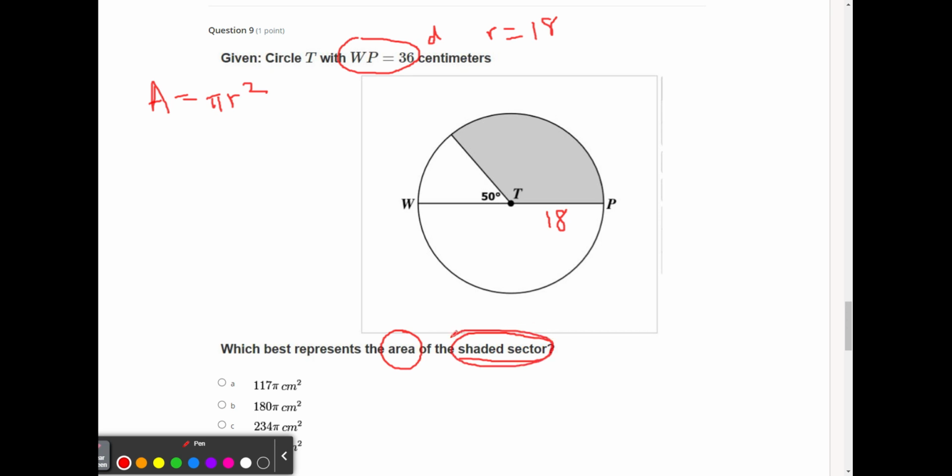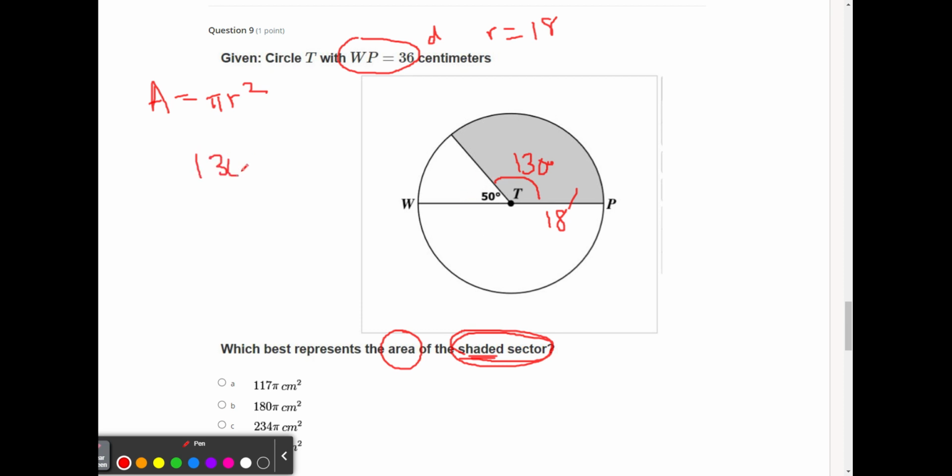So these words are so important. I don't want this white part. I want this shaded sector over here. So what's this degree? Absolutely. 180 minus 50 is 130. Make sure you're answering the question being asked. It's asking for the shaded sector, not this white sector.